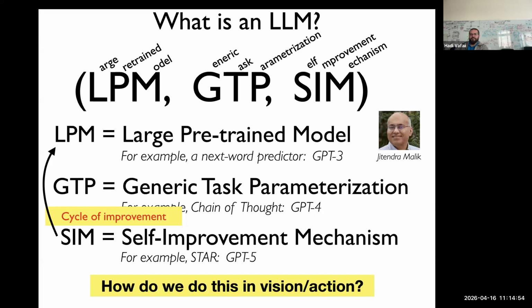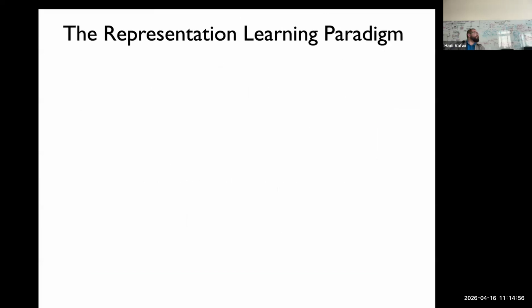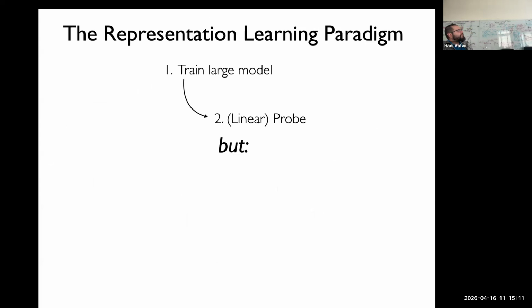Well, why? Okay, so let's start with what we do in vision. In vision, we often think of things in this kind of representation learning paradigm. You train a large model, and then you build a probe, like a linear probe or something. You have a representation, and then you probe it. And the problem is that this is far from what you see in language. It's not nearly as good as what's going on in the language domain.